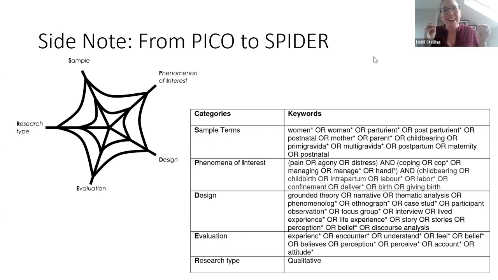The phenomenon of interest would be your P. Design: are you only interested in studies that have used focus groups, for example, or are you going to be very broad in that? Some people don't like to use this, or they will miss that out because actually they want all sorts of designs. Evaluation: how are you going to define that? And research type: do you just want qualitative studies, or do you want mixed methods?